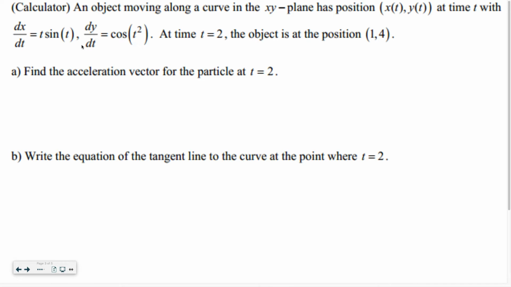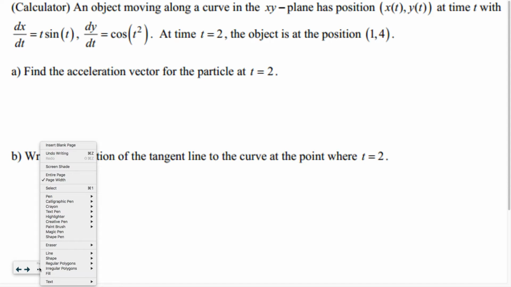Okay. Please write down that dx/dt is t sine of t and dy/dt is cosine of t squared. We know that at time equals 2, the object is at the position 1, 4. Please write that down.